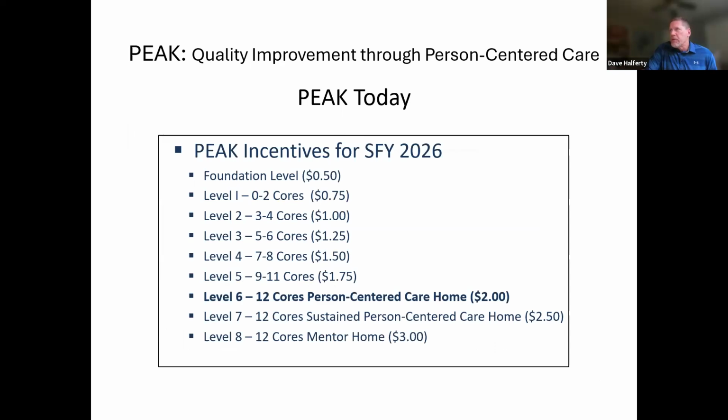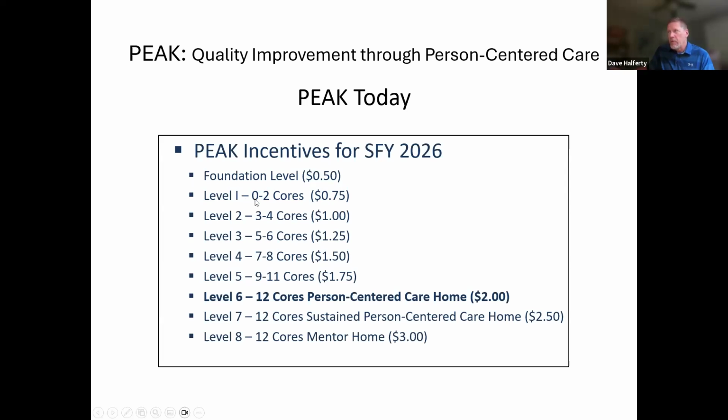So in terms of the current PEAK incentives, there are, like I said, 9 different levels. There's the foundation level, again, that's the beginning of the process, just agreeing to do some assessment of the culture of the facility and go through and do some beginning steps to get the groundwork laid for that. And that equates to a 50-cent add-on, per diem add-on to the Medicaid rate.